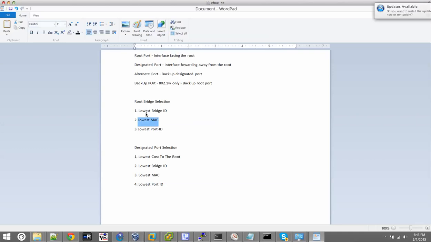And then you've got your port ID, which is your port priority and the port number combined together, and that'll be your steps for the root bridge selection. And then the designated port selection.